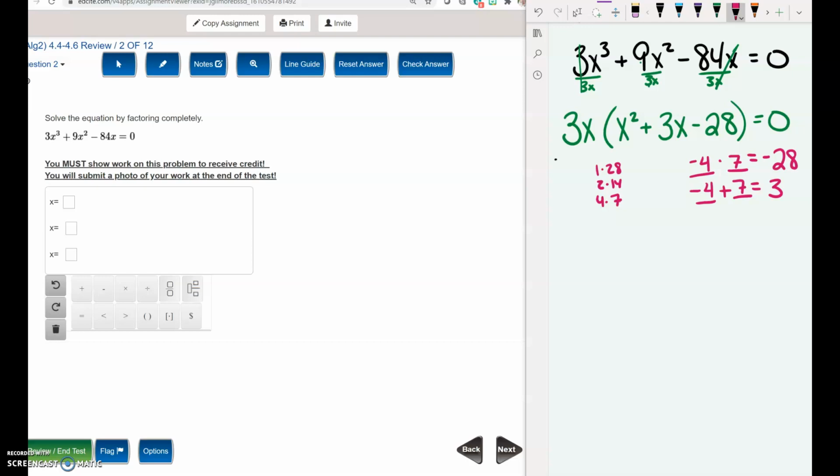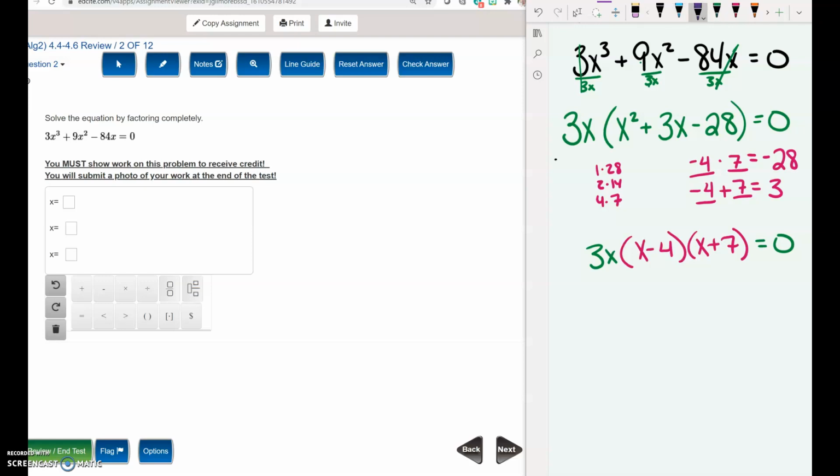So negative 4 times 7 is negative 28. Negative 4 plus 7 is 3. So the factored form there is x minus 4, x plus 7. We've got the 3x from before, and this whole thing equals 0.